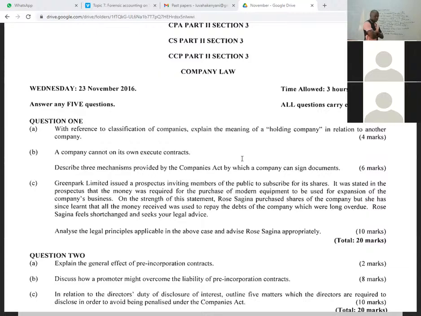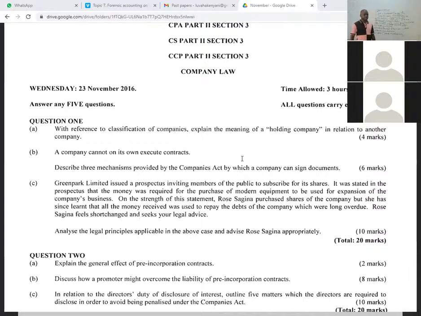So you can see that that particular question is touching on a misleading prospectus, that this particular lady known as Rose Sagina relied on that particular prospectus of the company to buy the shares of the company. So in the prospectus, they clearly indicated that the amounts being raised out of the sale of the shares are going to be invested in the purchase of a modern equipment.